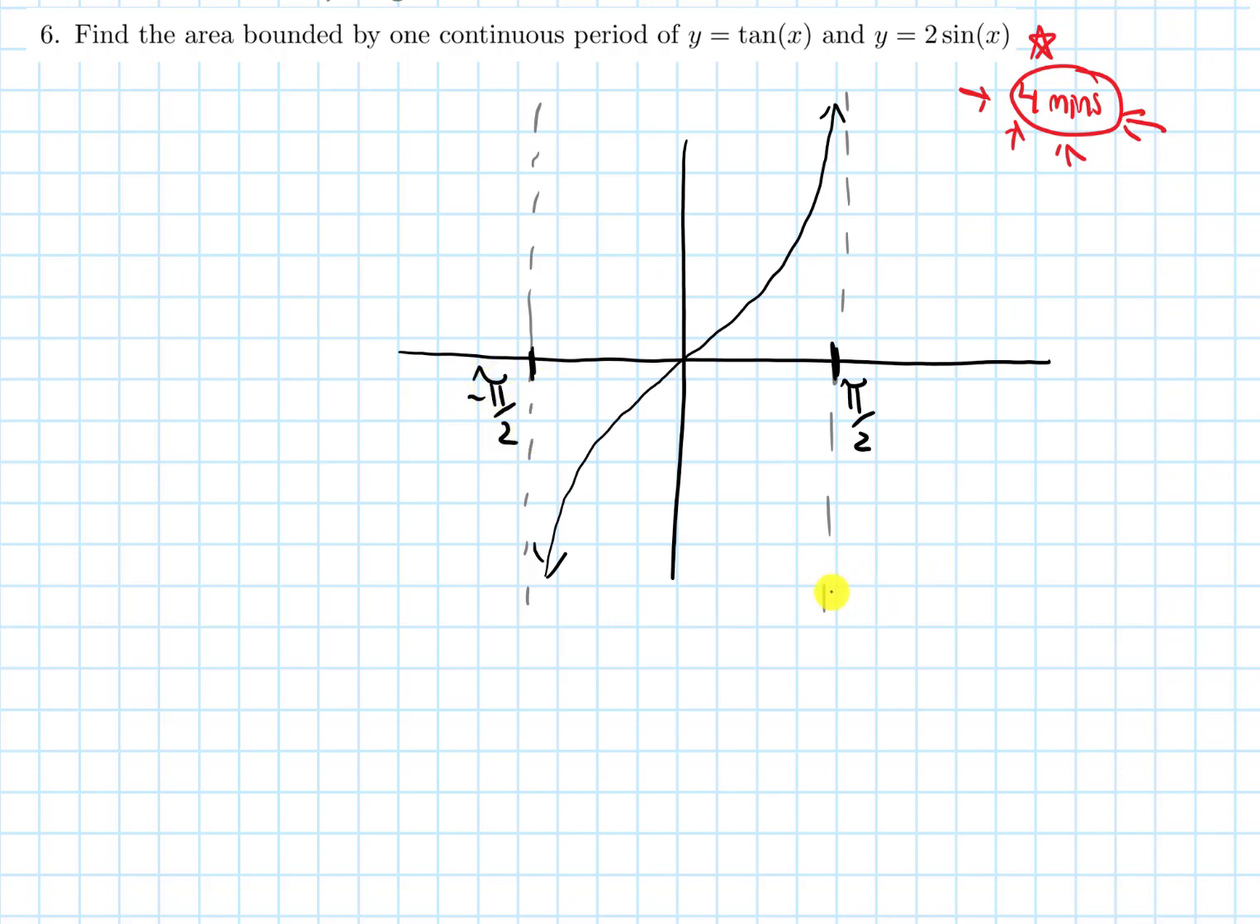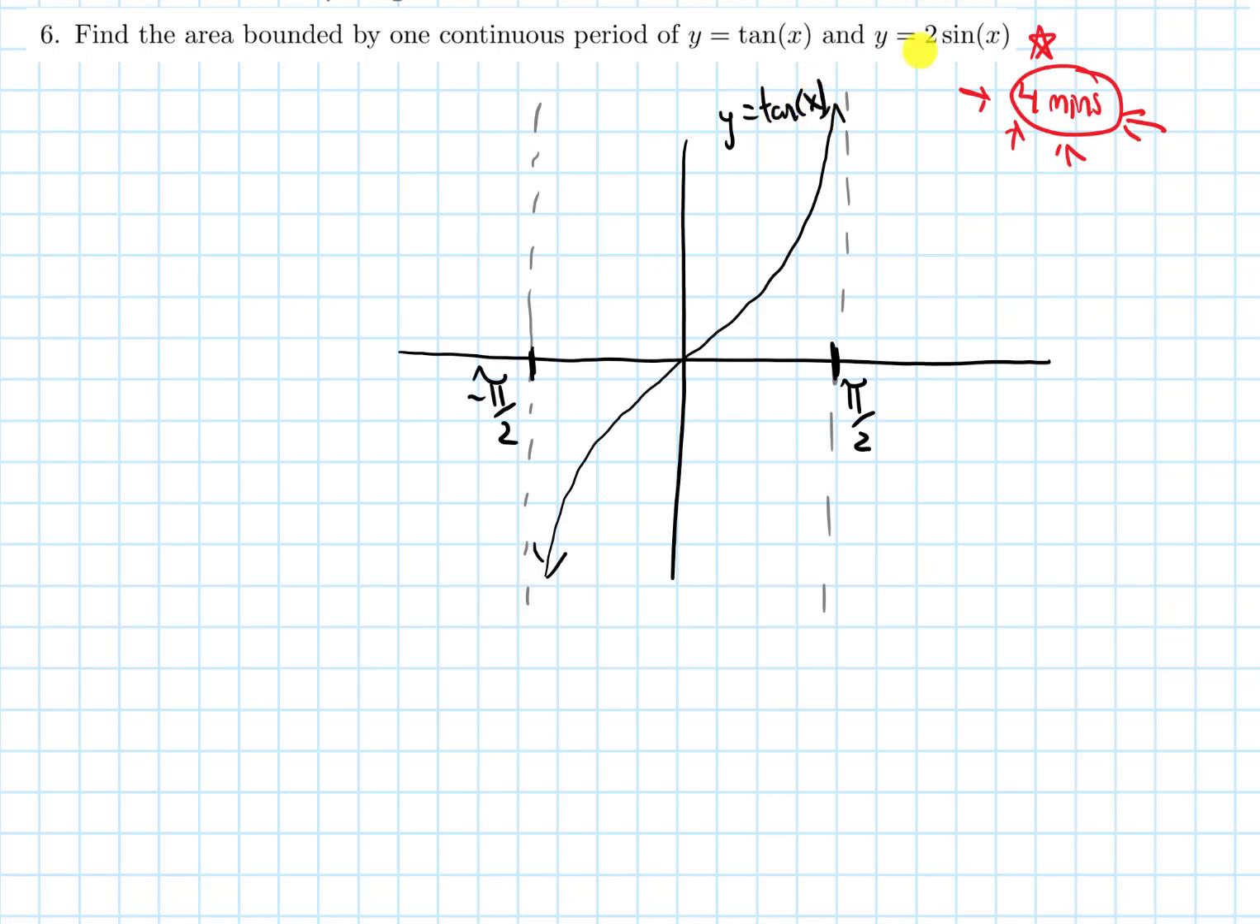And of course, the graph of tangent continues in this way. It keeps repeating like this. But because the question just says, find the area bounded by one continuous period, I'm just going to draw one period of this tangent x graph. All right, so next let's graph. So by the way, this is the graph of y equals tangent x.